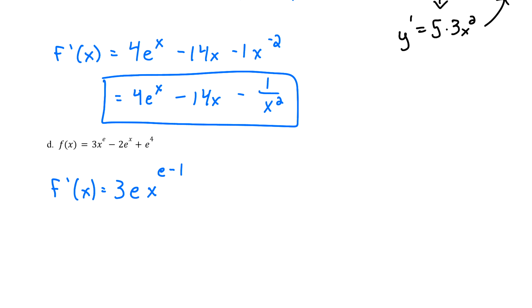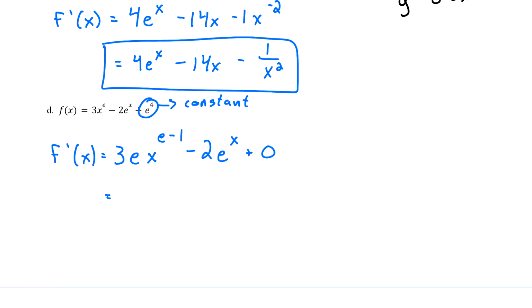The remaining two terms, those we hopefully feel a little bit more confident about. The derivative of negative 2 times e to the x, well, the derivative of e to the x is just going to be e to the x. And then we also multiply that by our constant multiple of 2, so we should have minus 2e to the x for that second term. E to the fourth, remember e is a constant, 4 is a constant, so e to the fourth is also a constant. I'll make a note of that. So that last term, its derivative should be 0.